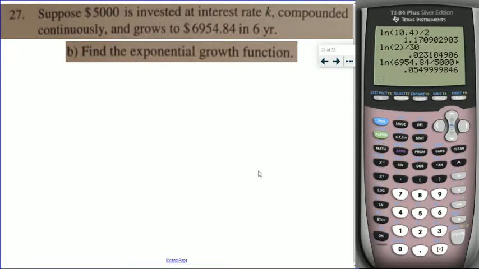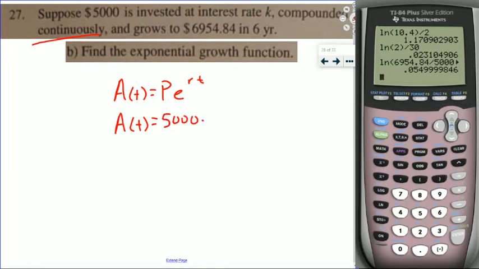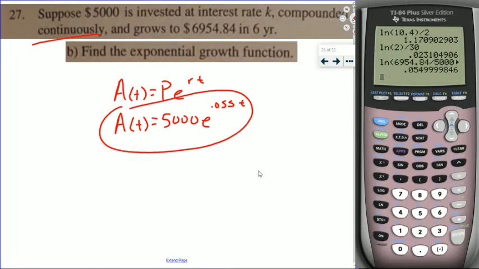All right, so we want to find the exponential growth function. So this is just using that r, find the exponential growth function. So A of t equals P e to the rt, again, because of this word continuously. And then we replace stuff that we know. So A of t equals P, which is 5,000, times e to the r, which is 0.055 times t. There is our exponential growth function. Okay, on to 27 part C.